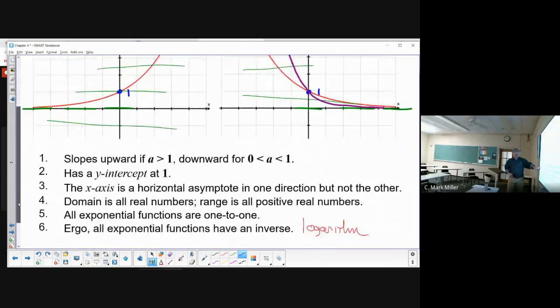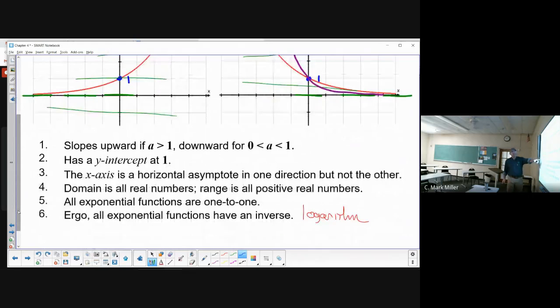Some of the properties: the x-axis is a horizontal asymptote. In the negative direction, in the case of a bigger than 1, in the positive direction, the positive x-axis is the horizontal asymptote for a between 0 and 1. Domain is all real numbers. You can stick any number in. No numbers are excluded.